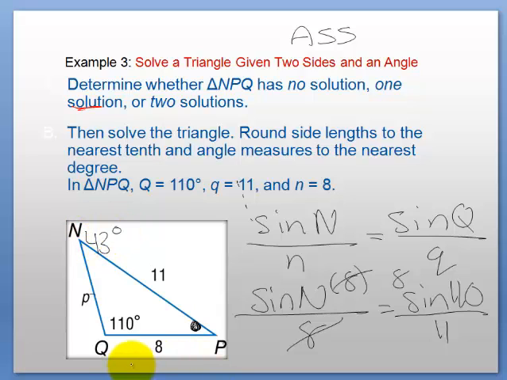So here's the rule. I'm going to look at the angle that I'm given. This is identified as my adjacent side because it's attached to the angle that's given, and this is my opposite side. So I'm going to put opposite and adjacent. The rule is that when you have one angle, so it's an ASS triangle, and the opposite length is larger than the adjacent length, there will always be one solution.